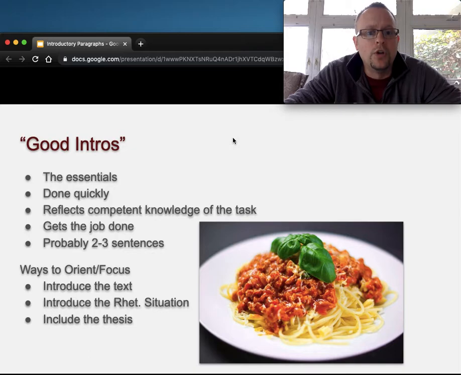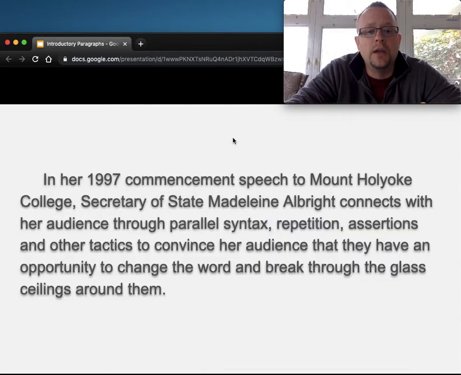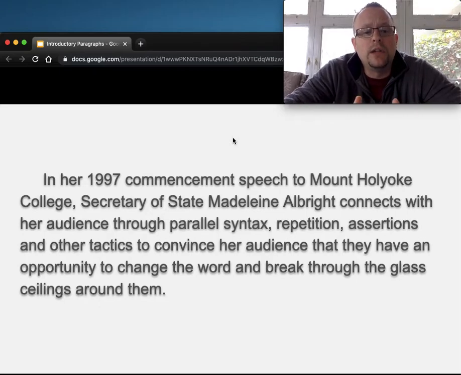All right, so remember, good intros, the essentials: it's done quickly, it's reflecting competent knowledge of the task, you're doing what it is that you're supposed to. Ways that you can orient or focus your audience: introduce the text, introduce elements of the rhetorical situation, I'd say probably 3 or 4 of those elements, and make sure you include a thesis. So we take a look at this one. In her 1997 commencement speech to Mount Holyoke College, Secretary of State Madeleine Albright connects with her audience through parallel syntax, repetition, assertions, and other tactics to convince her audience that they have an opportunity to change the world and break through the glass ceilings around them.